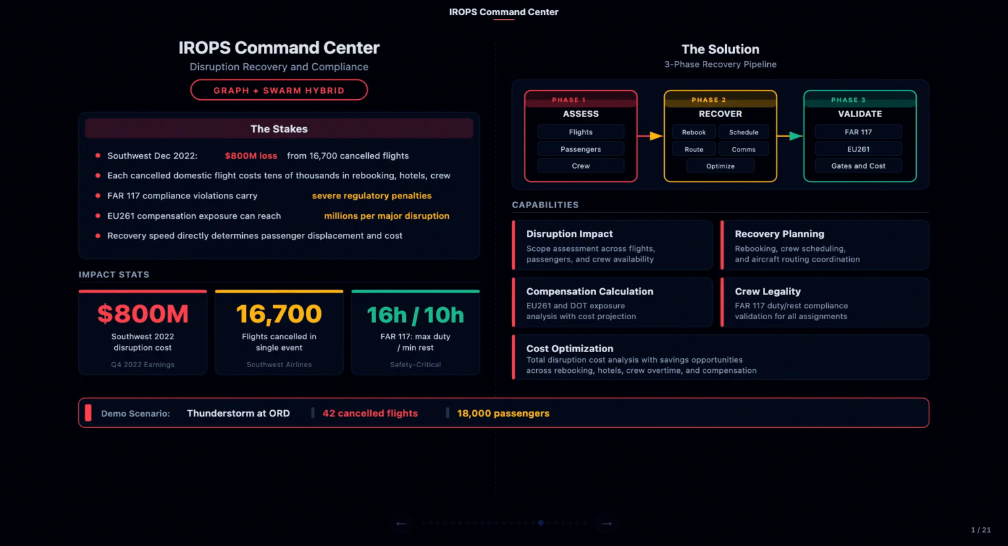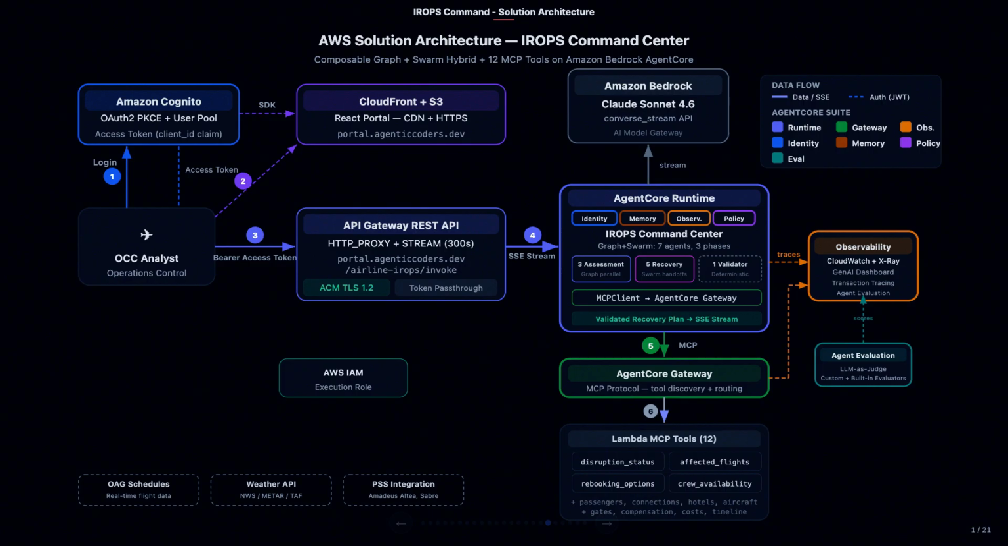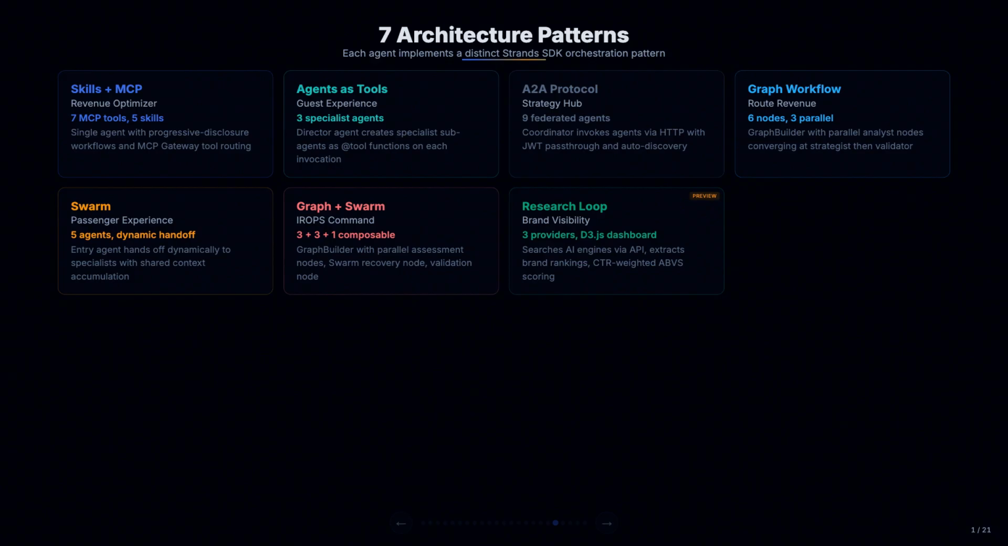IROPS Command Center is the most complex agent. It handles irregular operations, flight cancellations, weather disruptions, crew scheduling emergencies. It combines Graph and Swarm into a composable hybrid. 3 parallel assessment agents feed into a swarm of 3 recovery specialists, which then passes through a validation agent. The Graph provides structure, the Swarm provides flexibility, and the Cedar policies enforce FAR 117 crew safety limits, 16 hours maximum duty, 10 hours minimum rest. That is safety-critical compliance built into the agent.